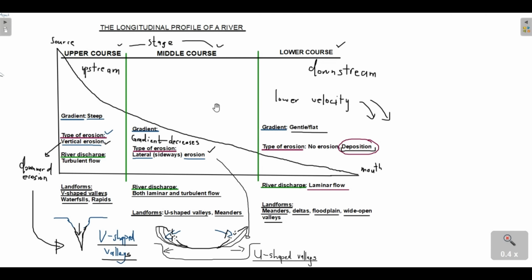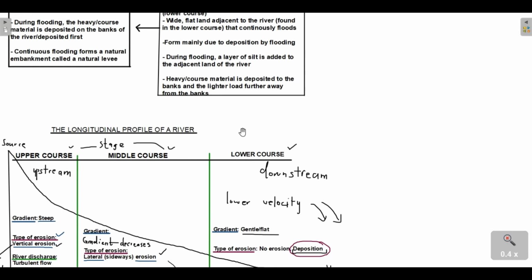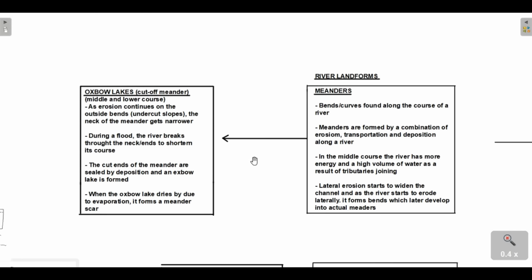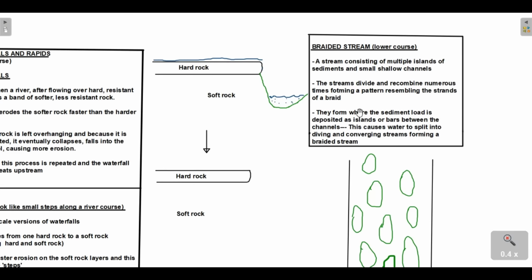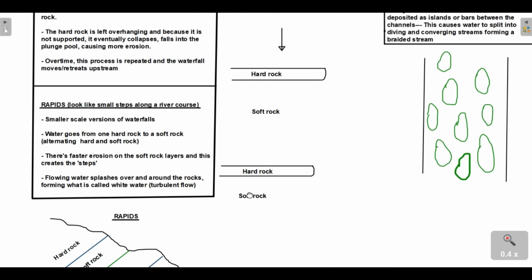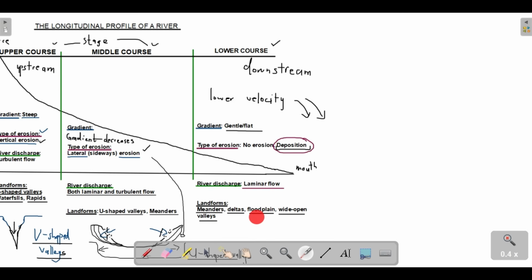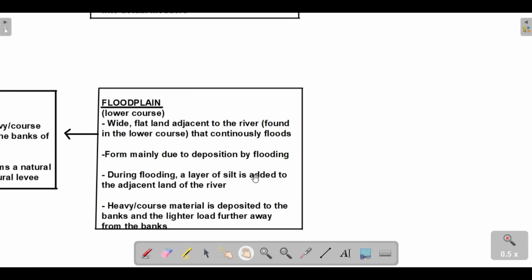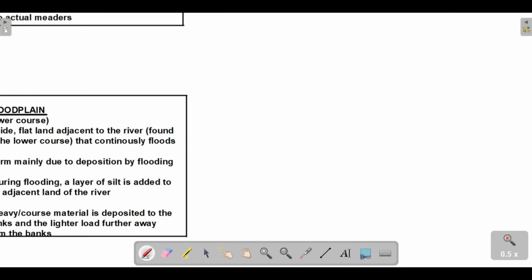And now we're going to head on to the different types of landforms. We are going to take a look at their formations. So you have a floodplain, natural levee, meanders, oxbow lakes, braided stream, waterfalls and rapids, and also deltas as well. Right, so we start off with a floodplain. So a floodplain is a landform that is found in the lower course of a river. It's simply that open, flat land that is found right next to a river. So if I were to draw a transverse profile of a river, okay, usually you would draw it like that, and then you would have land that is next to the river.